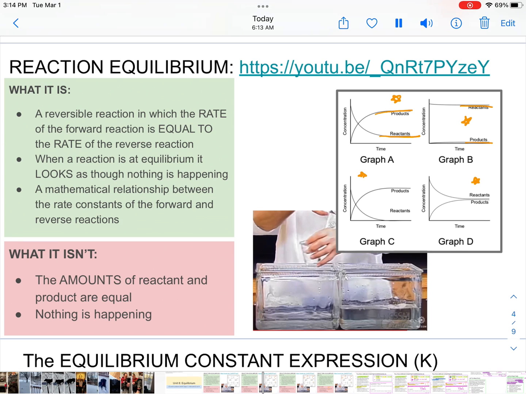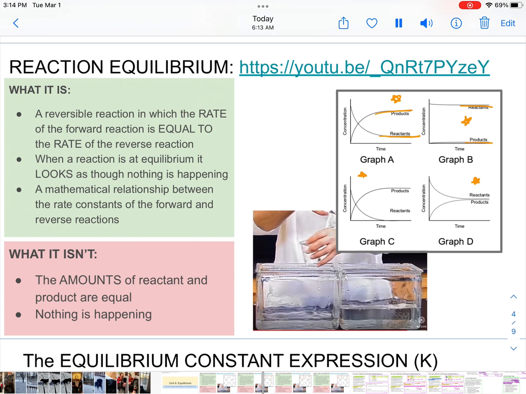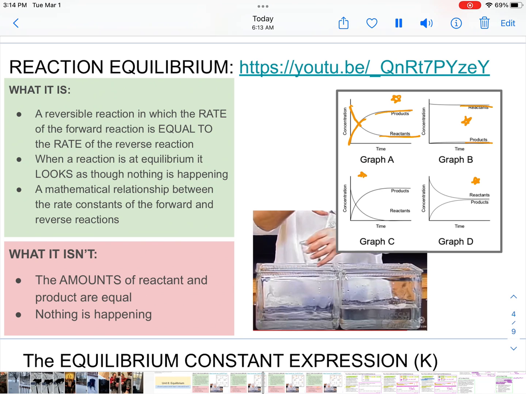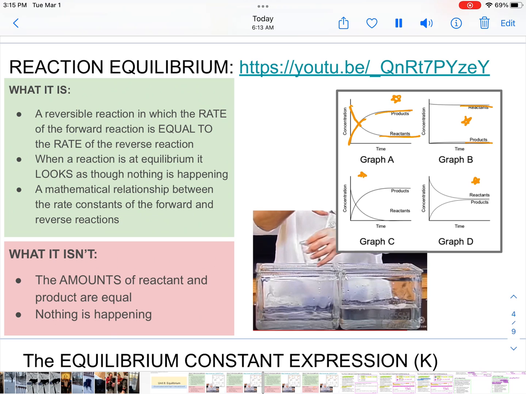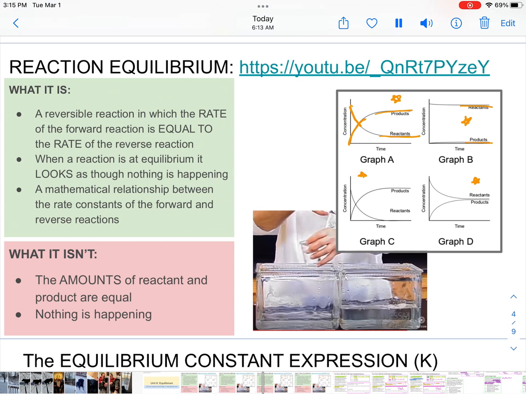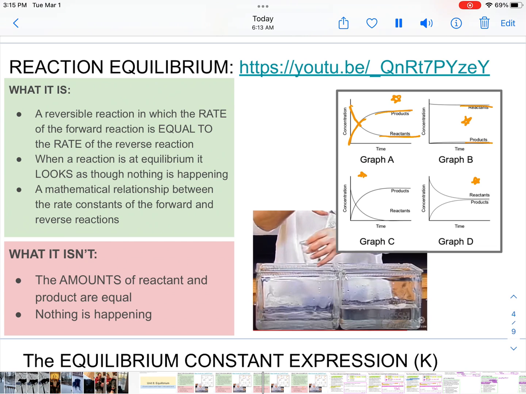A few quick notes that you should already have in your learning target notes: equilibrium is a reversible reaction. When we start out, the rates are not equal. This is a really fast rate and this is a really fast rate, but they're not equal. Eventually it reaches equilibrium, and the rate of the forward reaction is equal to the rate of the reverse reaction. This means that at equilibrium it looks like nothing's happening. It looks like your reactants and products are constant, but they are still reacting. You have the same rate going forward as reverse, so there's no net change. That's really, really important.